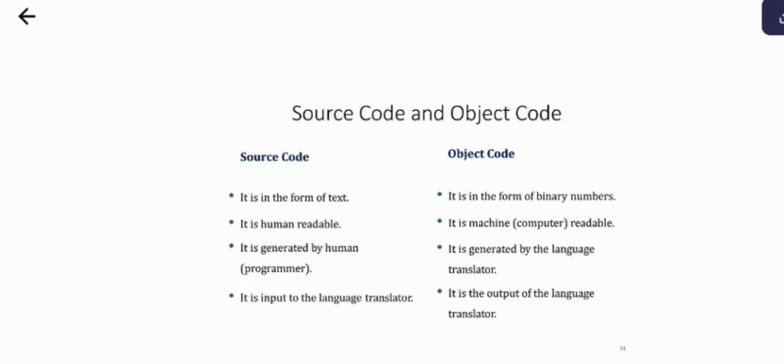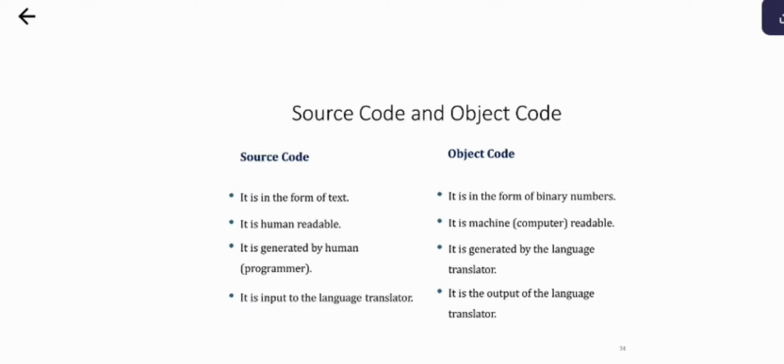An example of the source code, in simple terms, is that it is in the form of text. It is human readable as well as generated by humans, the programmers. It is the input to the language translator. While the object code is in the form of binary numbers. It is machine readable. The computer understands and interprets that code. However, humans cannot. And it is generated by the translator. It is the output of the language translator.